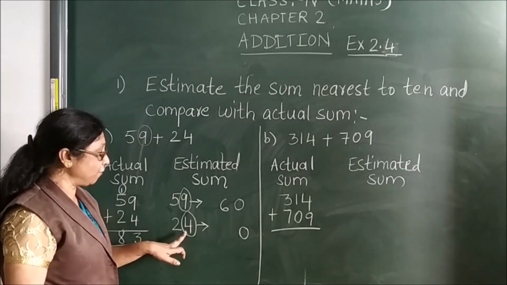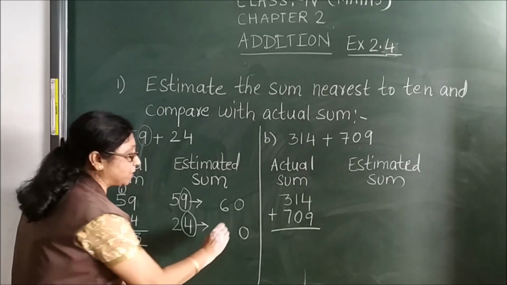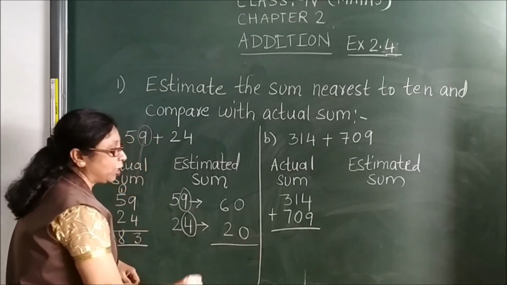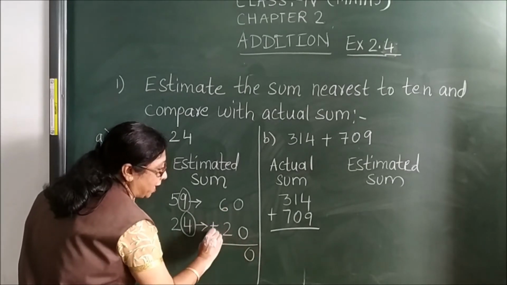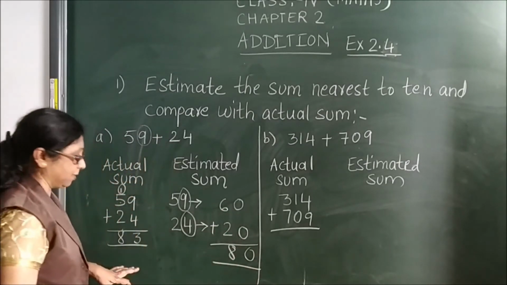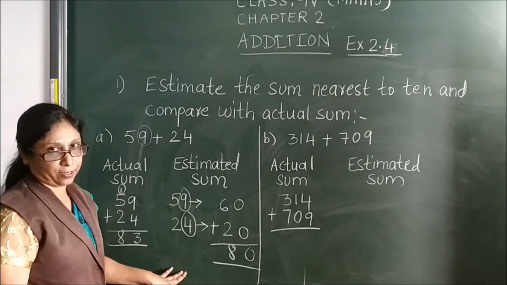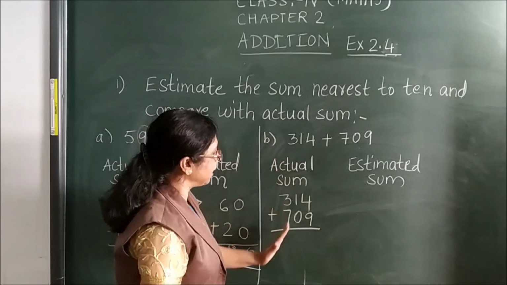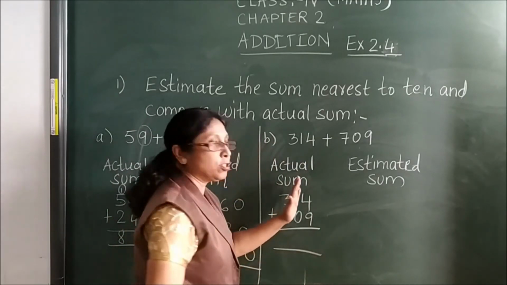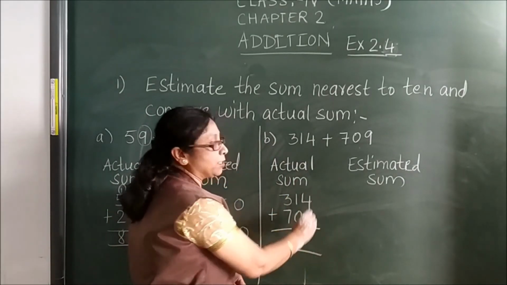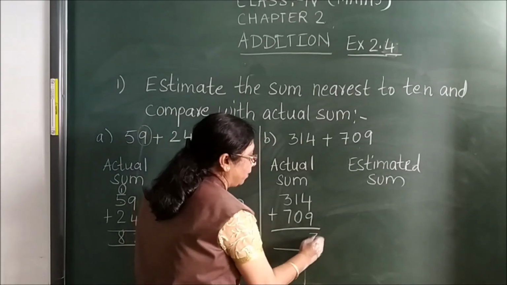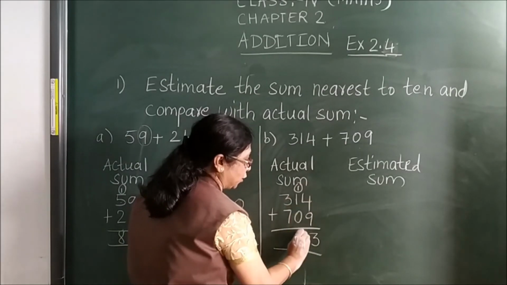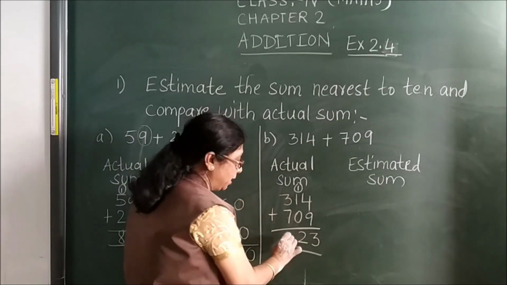If it is less than 5, what you have to do? You have to write the outside number as it is. Okay? So then after that you will add. So this is the answer after estimate. Now here for second sum also, make it clear now. Again you will carry out simple addition. 9 plus 4, 13. 13, then 1 plus 1, 2, 7 plus 3, 10.